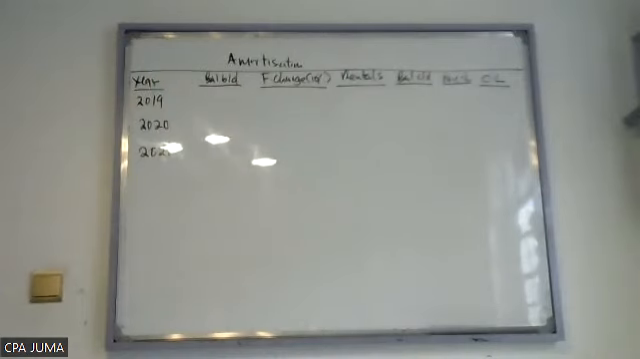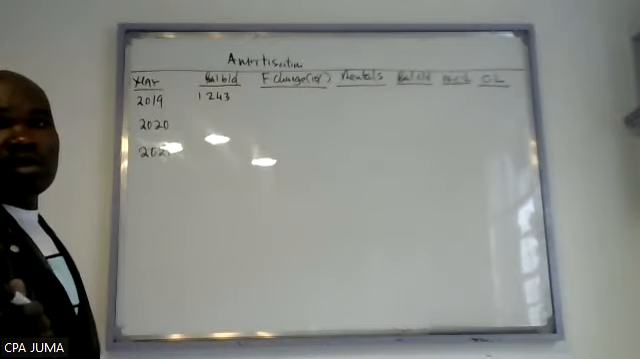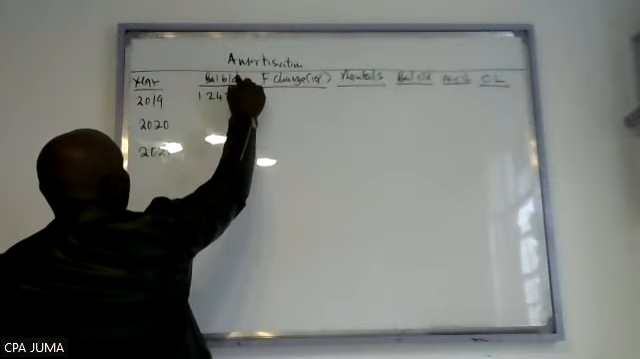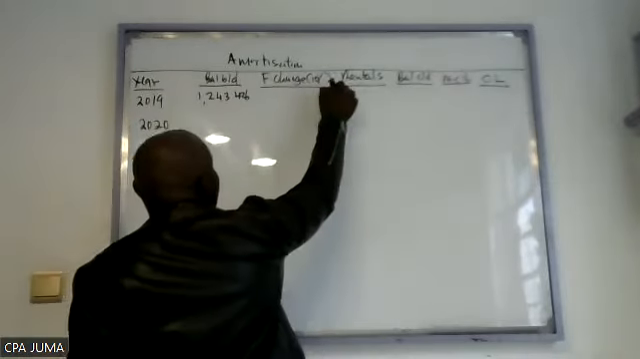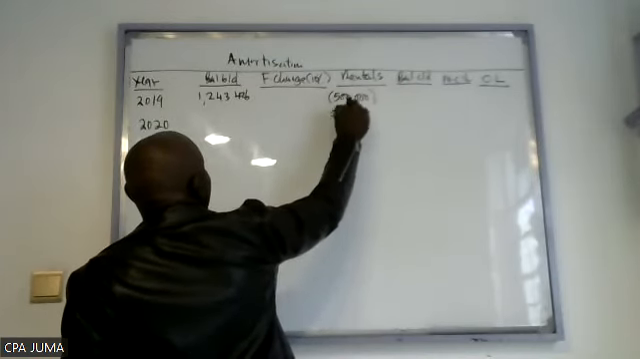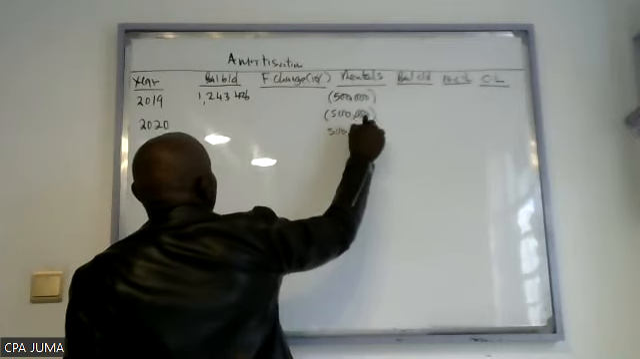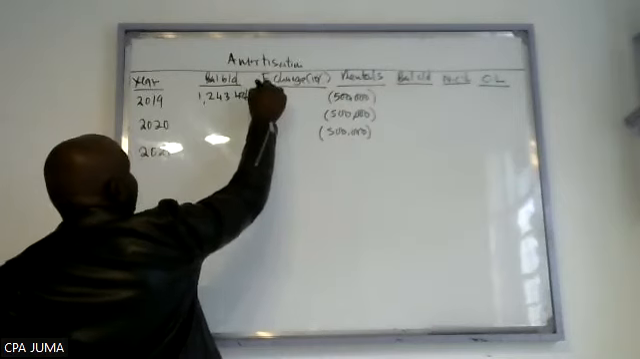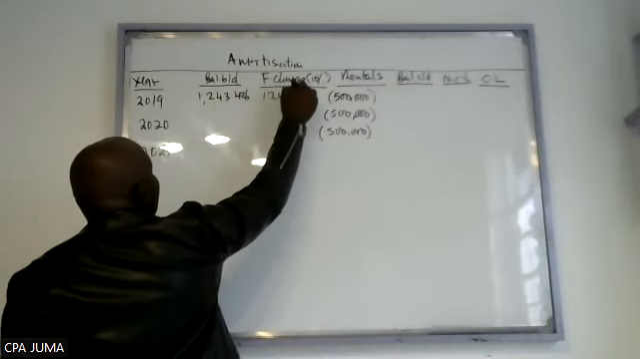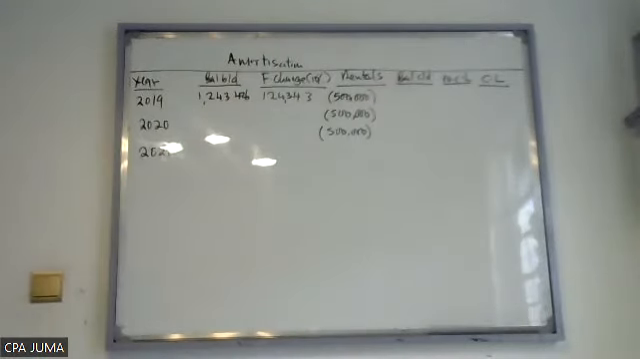So amortization, you amortize the liability. 1243, 426. Remember, this is 500. So 10% will be 1243. Let me just round off.